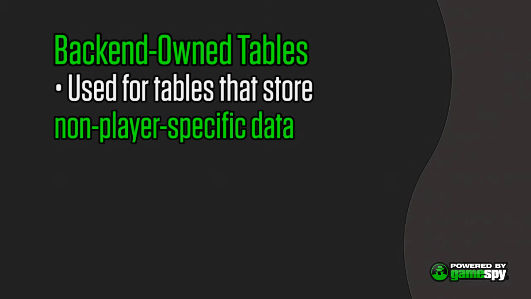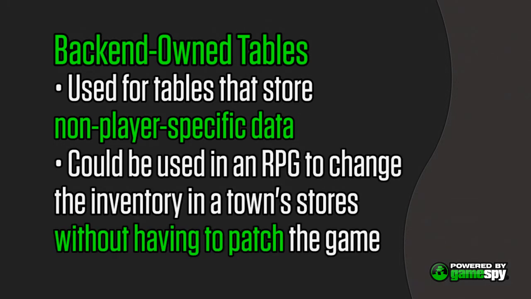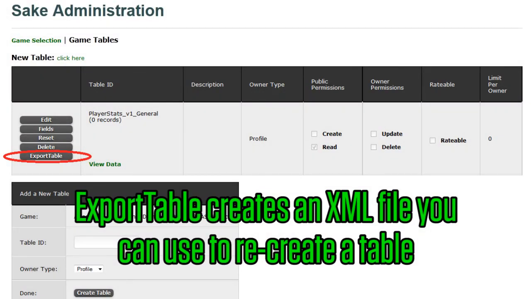The backend owner type is used for tables to store non-player specific data. This owner type could be used in a game like an RPG to change the inventory in a town's stores without having to patch the game. After entering the table ID and owner type, click Create Table to add the table to the list of tables for the current game. The Export button allows you to create and save an XML file that you can use to recreate an existing table.